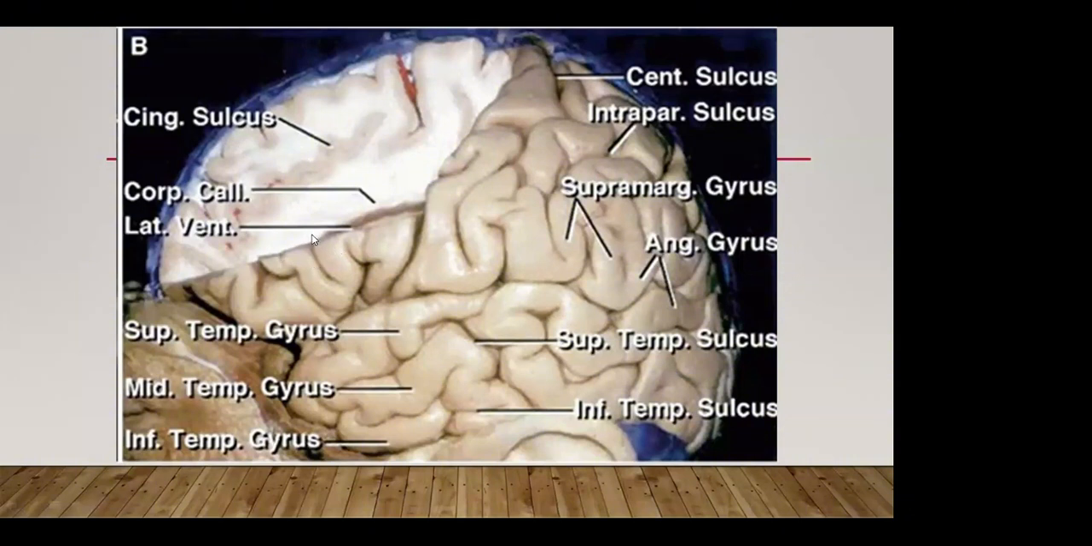And then the corpus callosum, like we know, tends to surround the frontal horn as well as the body of the lateral ventricle. So it traces it back all the way till the splenium of the corpus callosum.